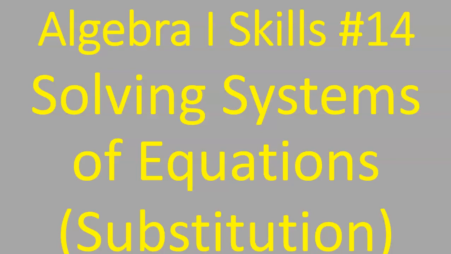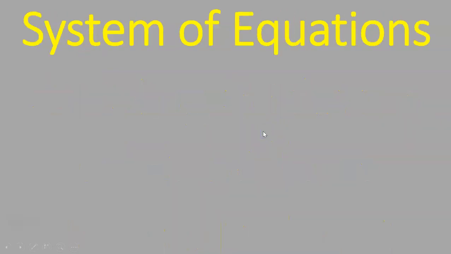Algebra 1 skills number 14, solving systems of equations. And this time we're going to look at it from the substitution angle, which is not the most popular method, but there are times when the substitution method is the easiest. So let's take a look at, first of all, what is a system of equations?